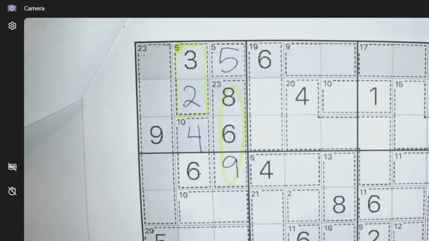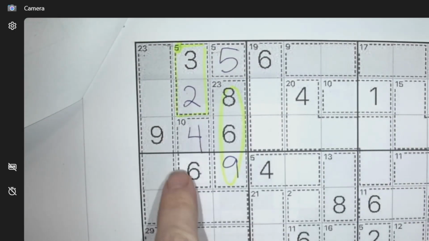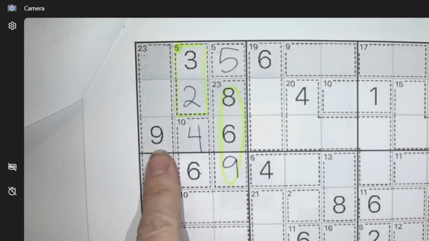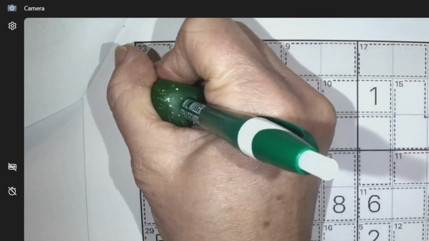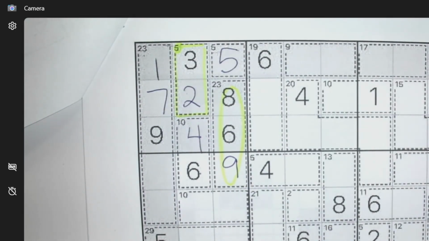What are the 2 items missing in this box, the 9 cycle? 1 and 7? Do you have any eliminations for me? Yeah. 1. So that's the 7 and that's the 1. Okay, now I'm going to extend some strategies for you.